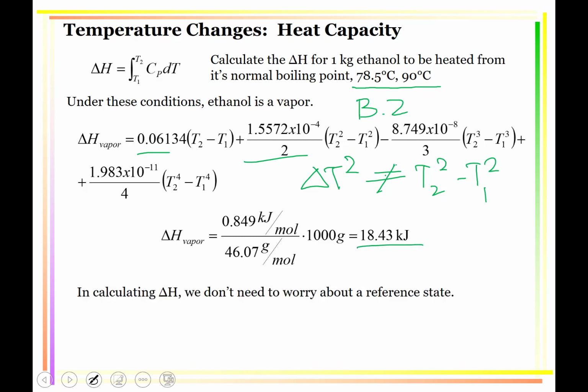So when we calculate delta H, the reference state falls out. So we don't really need to think too much about it. If you're getting it off of tables, then you need to pay attention.